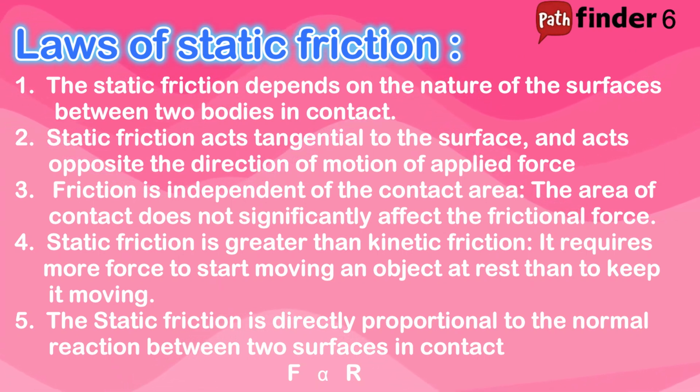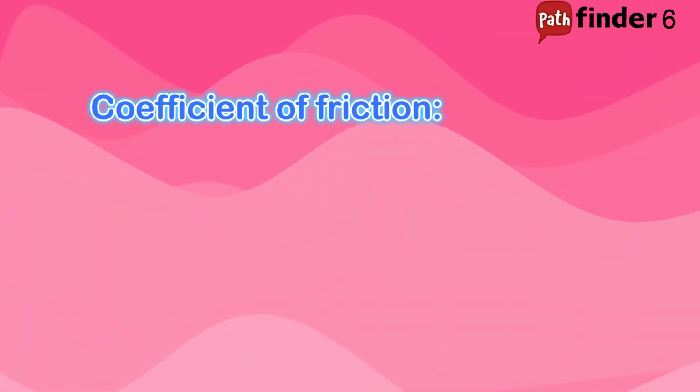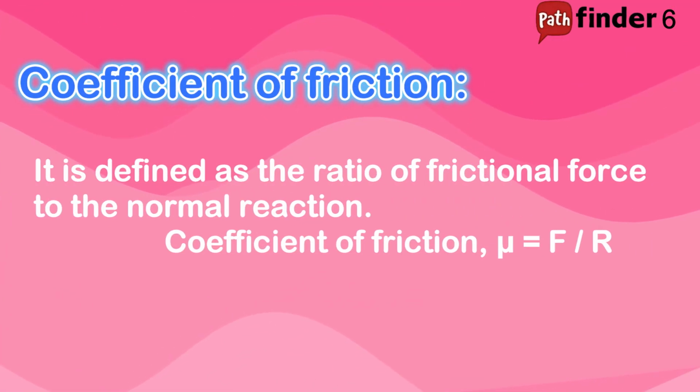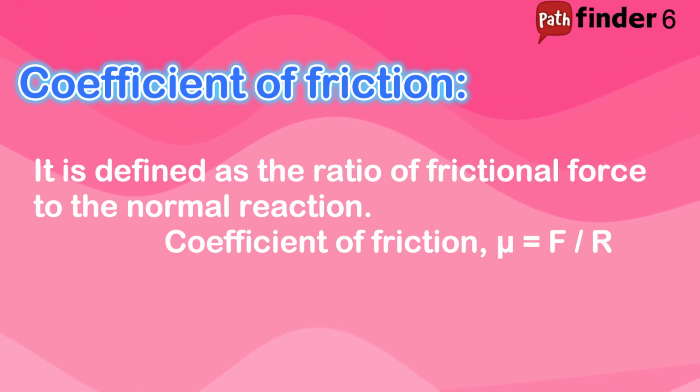5. The static friction is directly proportional to the normal reaction between two surfaces in contact. F is proportional to R. Coefficient of friction is defined as the ratio of frictional force to the normal reaction. Coefficient of friction mu is equal to F by R.